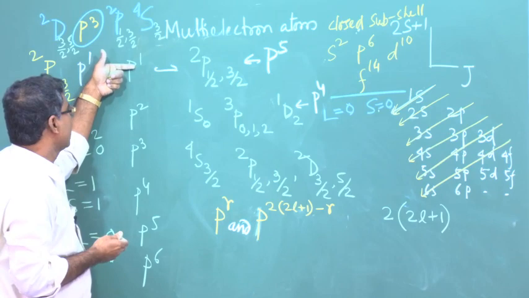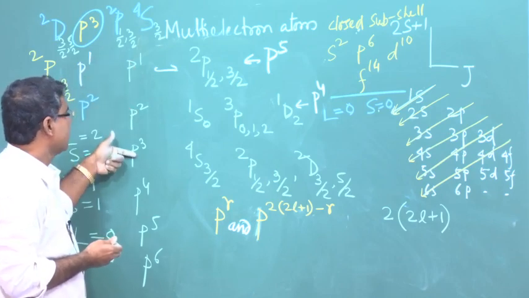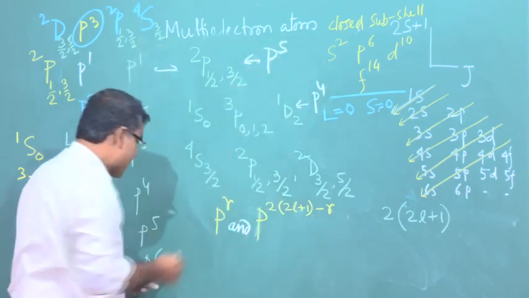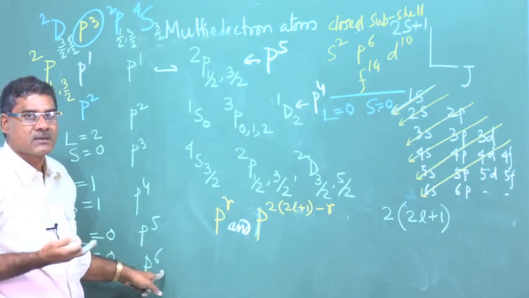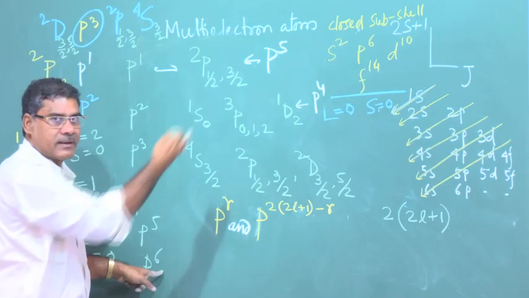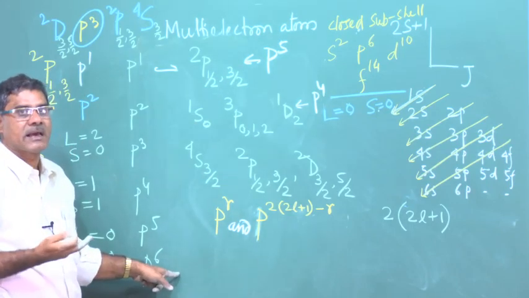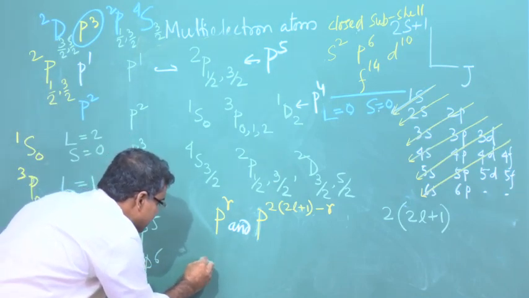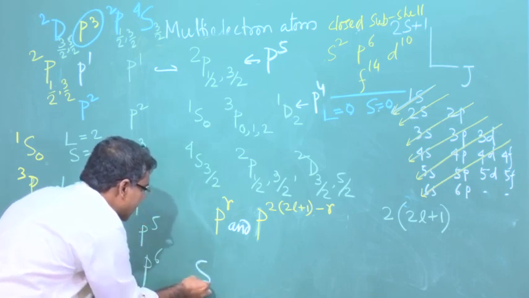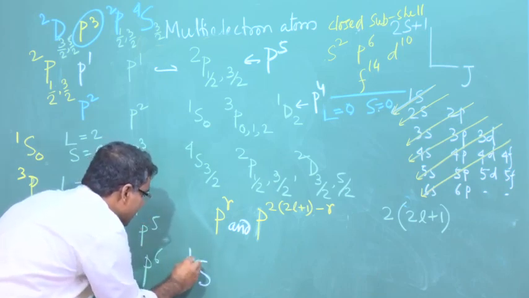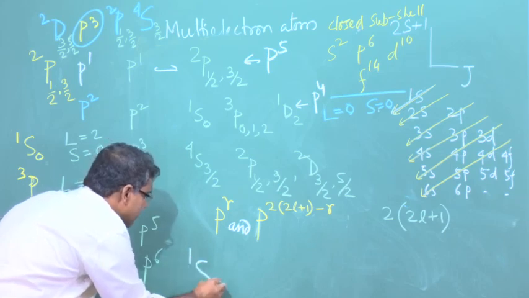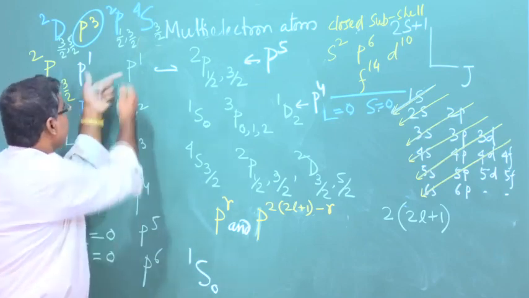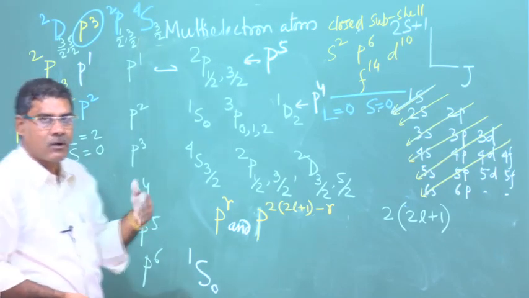So you know P1, P2, P3, P4, P5 and then P6. P6 obviously, for a closed subshell, is L equal to 0 and S equal to 0. That means its term will be 1S0, with L equal to 0, S equal to 0, and J will be 0.